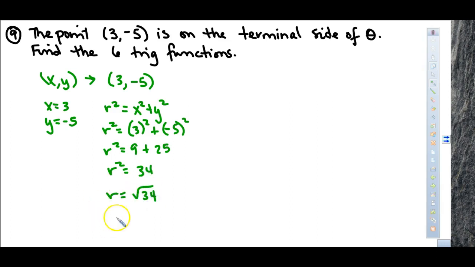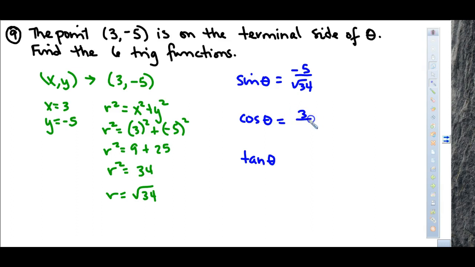By the way, r is always positive. The radius of your circle, the hypotenuse of your triangle, it's always positive. Now that you have all of those, then you can plug and chug and get your 6 trig functions. So sine is y over r, cosine is x over r, tangent is y over x.